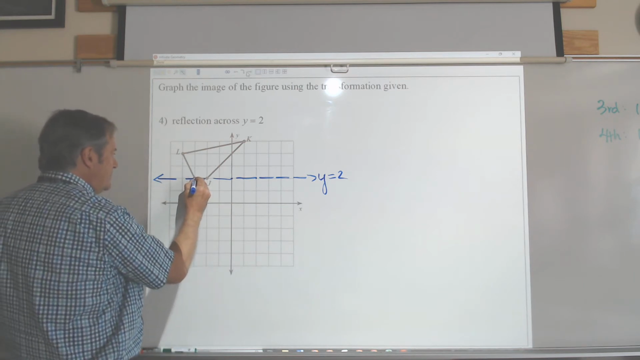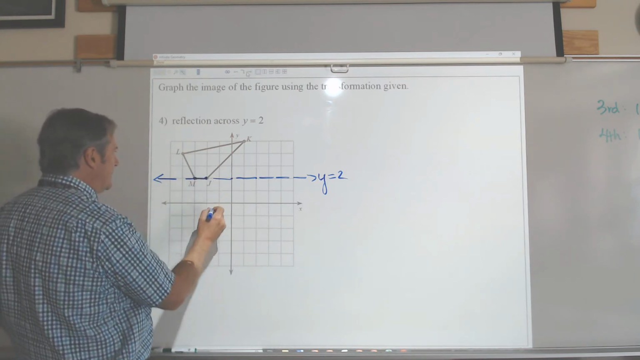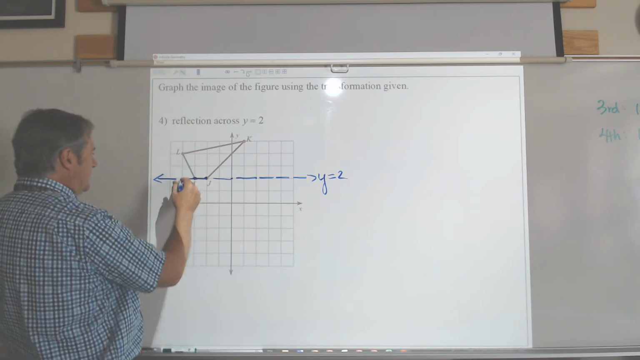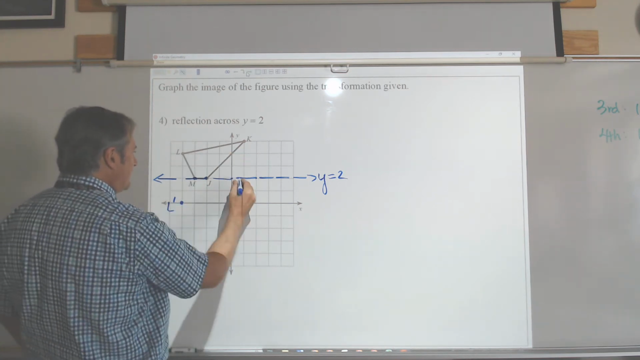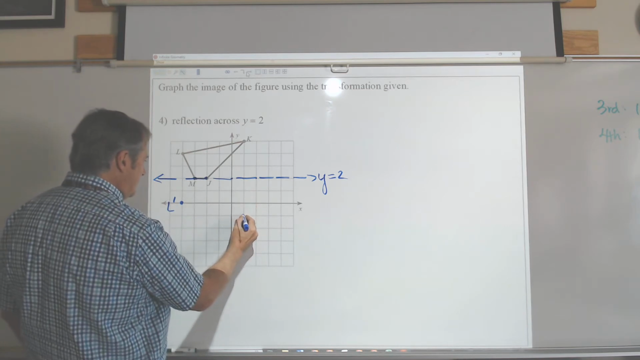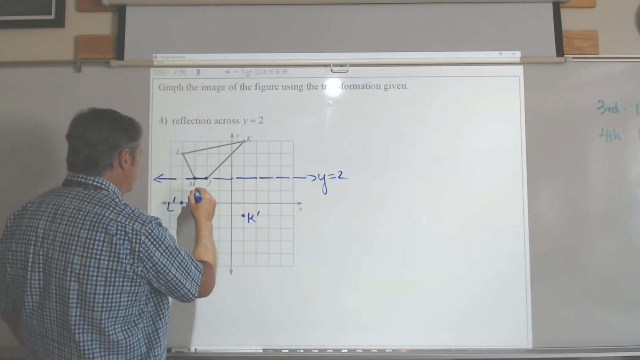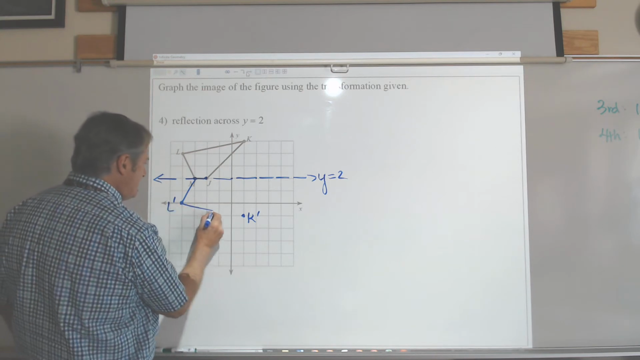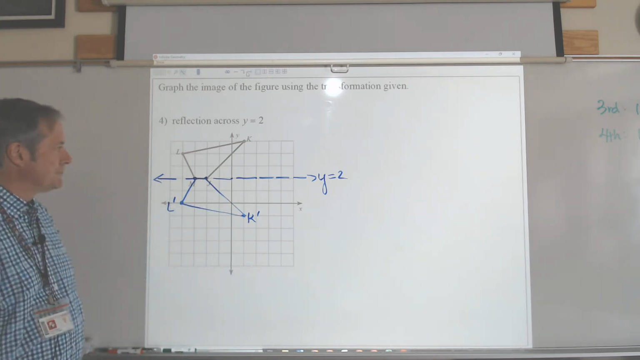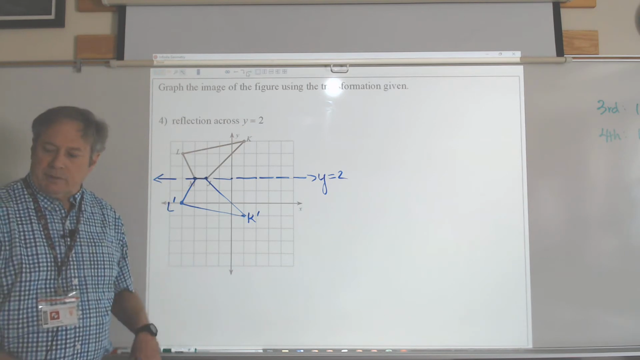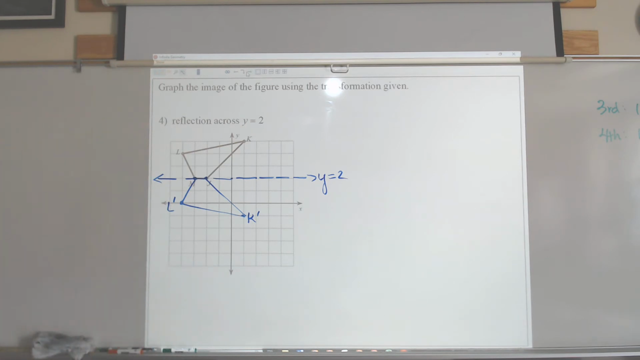Well, points M and J are going to stay put. They're right on it anyway. Point L is 2 above, so L prime will be 2 below. K is 3 above, so K prime will be 3 below. All right. Okie dokie. Couple more.